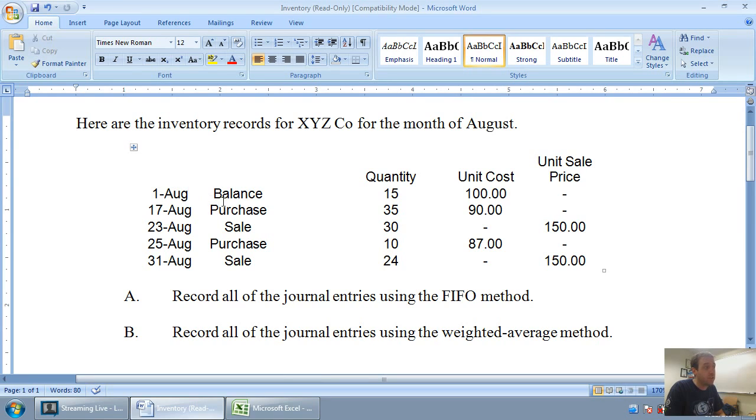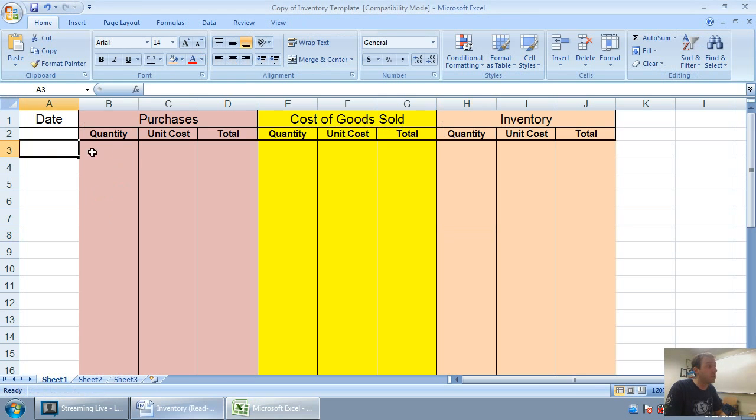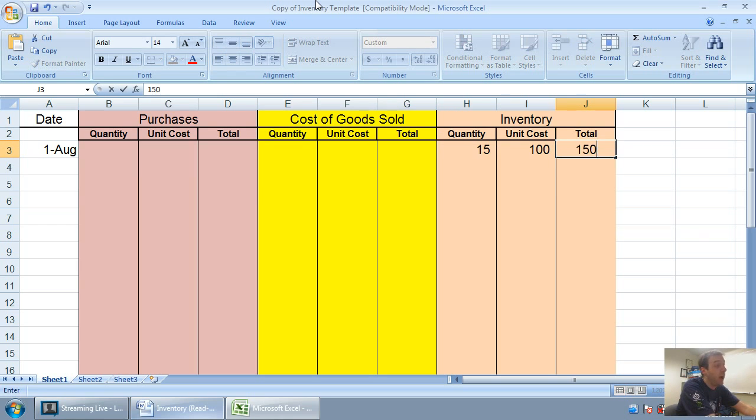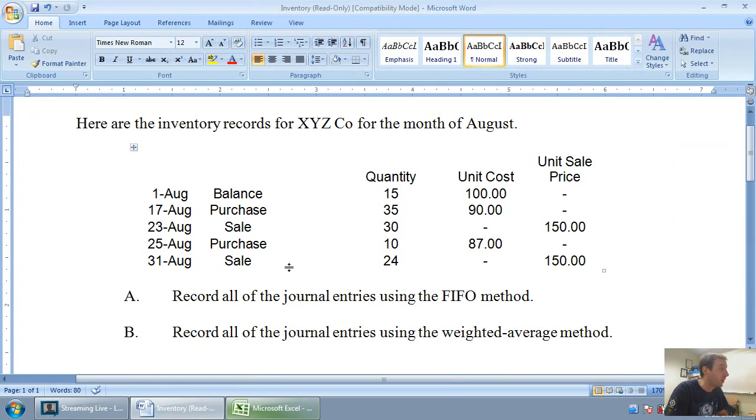Our beginning balance in inventory on August 1st was 15 units that cost us $100 each. So 15 units at $100 is $1,500 in inventory. Now I should date this. I'm going to date it August 1st. I've got to say to myself, did I make a purchase? Nope. Did I make a sale? Nope. I just have an inventory balance. I have 15 units at $100 each. I have $1,500 worth of inventory. So that's the first one in the back.